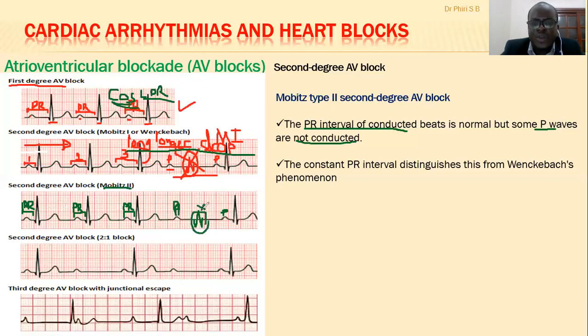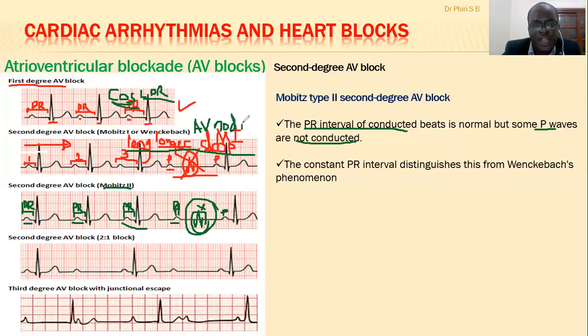So it means when you have PR intervals which are consistent, same here, here, and here, but you have this P wave with a missing QRS complex, then you have a Mobitz type 2. So it's different from Mobitz type 1. Mobitz type 1 is affecting the AV node cells themselves. So that's another difference. In Mobitz type 1, what is being affected are the AV nodal cells. So the AV node is affected.